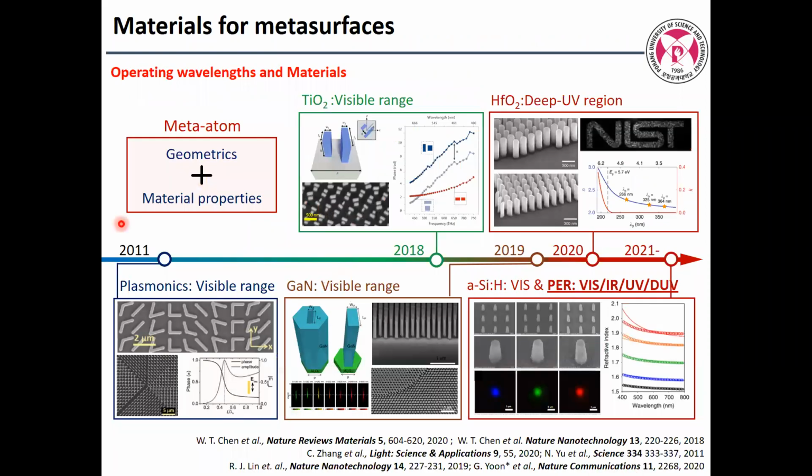So this is the development of materials selection in the field or community, started from plasmonics. This is a paper from Professor Capasso. And then later, TiO2 was used for visible frequency metasurfaces because of high n and low k, and gallium nitride followed from Professor Din Ping Tsai's group. And later, some other materials were developed.